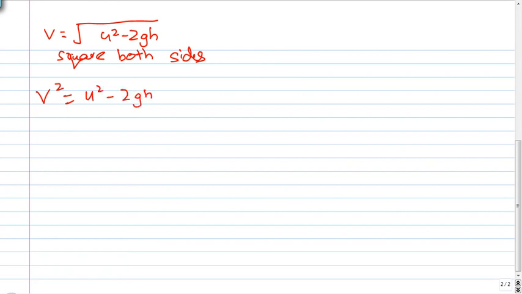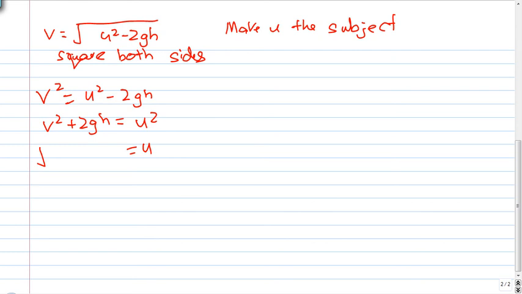Oops, I forgot to write: let's make u the subject. So this is the question, make u the subject. I squared both sides, and I get v squared equals u squared minus 2gh. V squared plus 2gh equals u squared. Negative 2gh, I shift it to the other side of the equation, I get positive 2gh, and then u is just the square root of v squared plus 2gh. There you go.